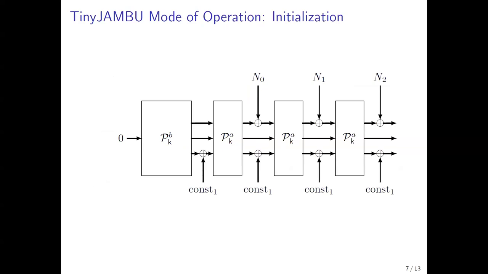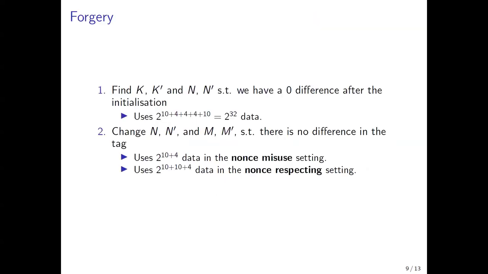Okay. So now we start with the zero state, and we apply PB, we get a zero difference with probability 2^-4. And if you apply PA, we get a one bit difference in the most significant bit with probability 2^-10. And this difference we can cancel with the first nonce, et cetera. So after three PAs, we get a zero difference in the state with probability 2^-32.